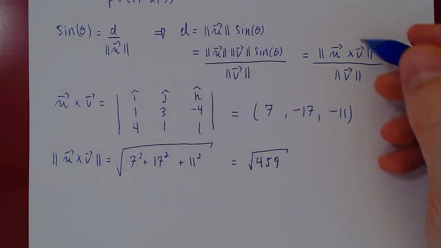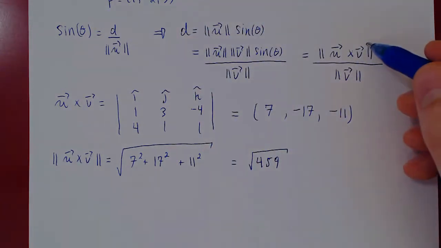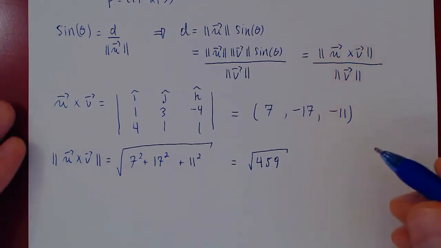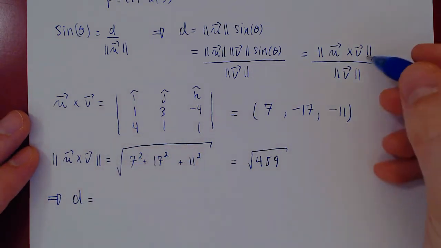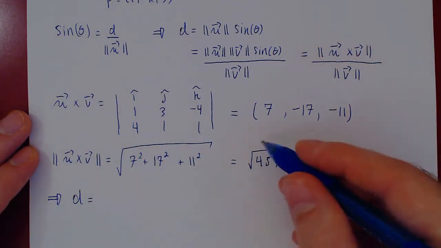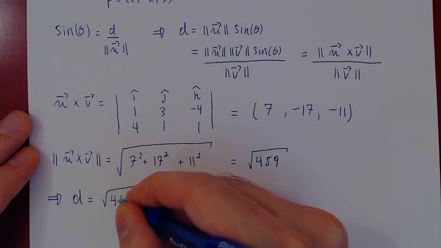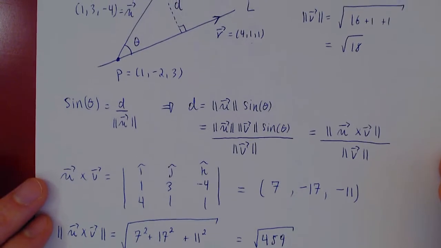And now let's go back to this expression, which was our distance. The norm of the cross product between u and v over the norm of v. And let's see what we get. The distance is the norm of the cross product, which is the root of 459, over the norm of v, which we found to be quite simply root of 18.